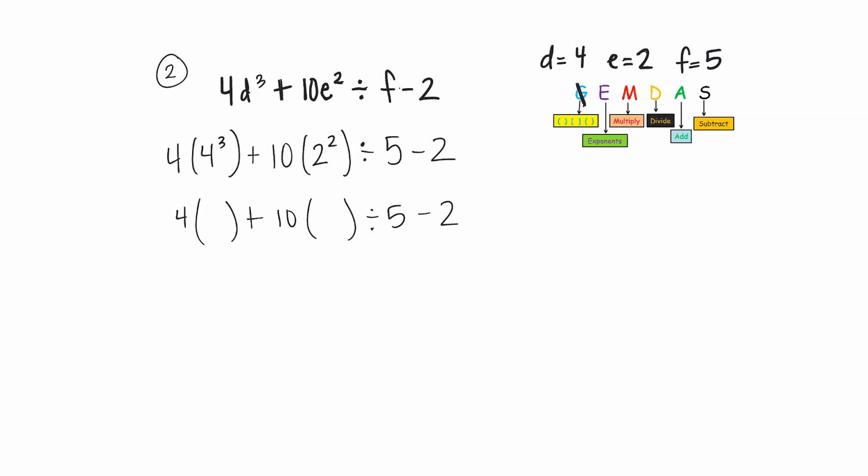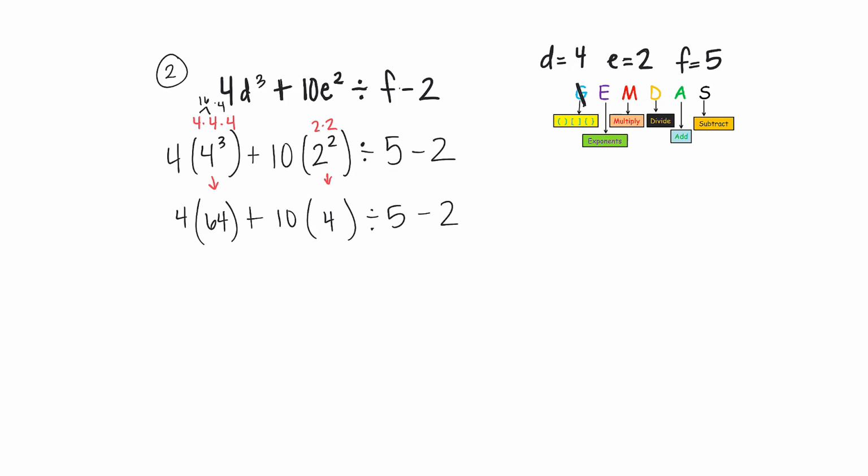Okay. And I know that 4 to the third is the same as 4 times 4 times 4, and 2 squared is the same as 2 times 2. So I'm just going to go ahead and simplify these and put their answers in those parentheses. Okay, so 2 times 2 is 4. 4 times 4 is 16, and 16 times 4 is 64.